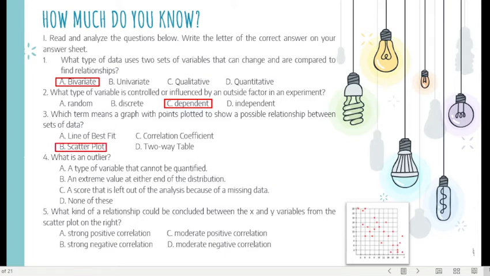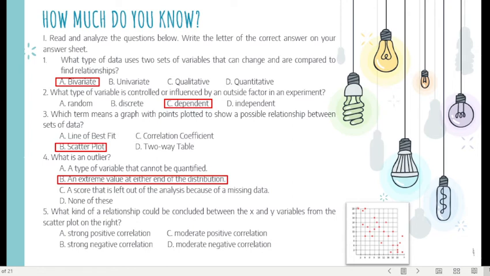Number 4. What is an outlier? A. A type of variable that cannot be quantified. B. An extreme value at either end of the distribution. C. A score that is left out of the analysis. Or D. None of these. The correct answer is B, an extreme value at either end of the distribution.